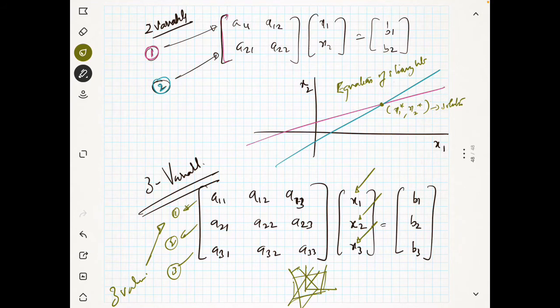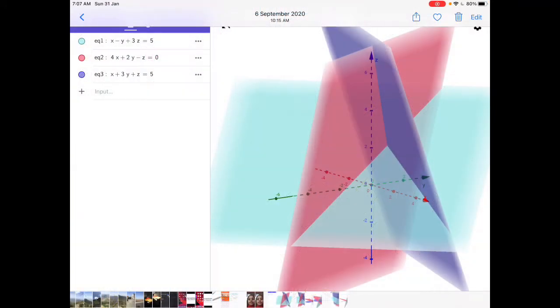In the above case, the meeting point of lines is the solution, and here the meeting point of planes will be the solution. So you see here I have the equation x minus y plus 3z. You can see on the left side top, x minus y plus 3z equal to 5. Equation 2: 4x plus 2y minus z equal to 0.